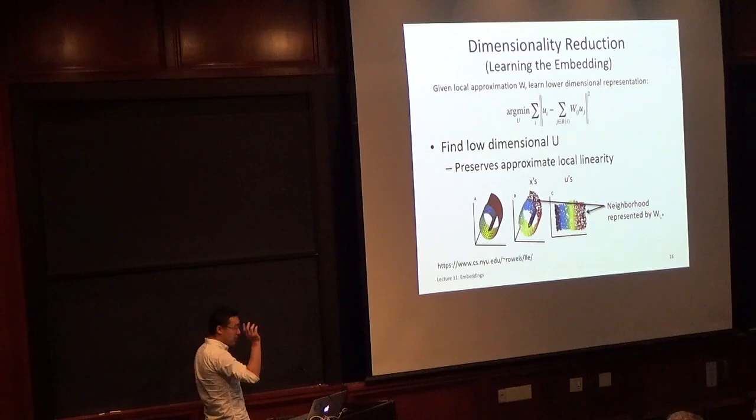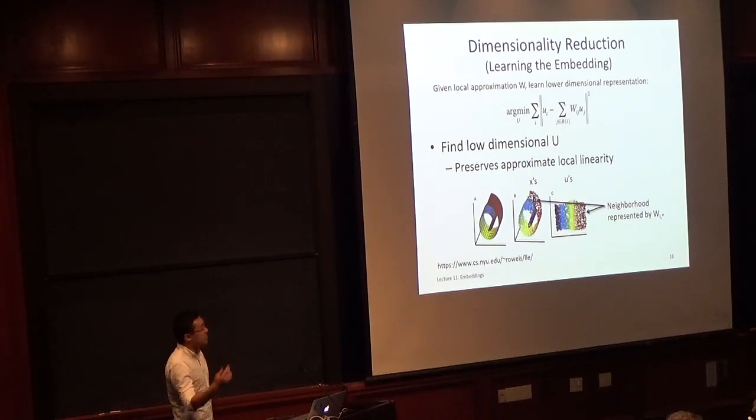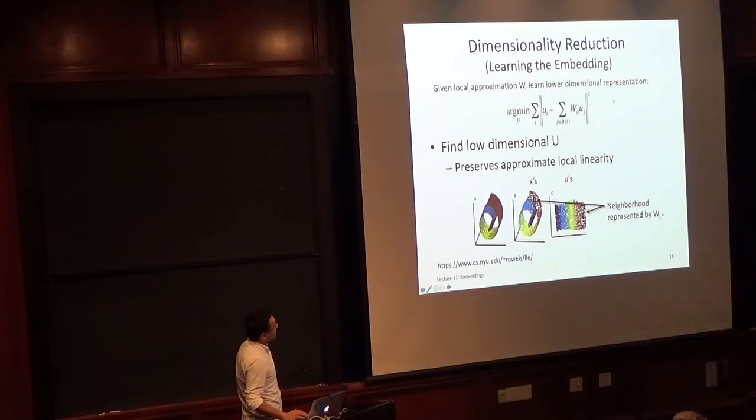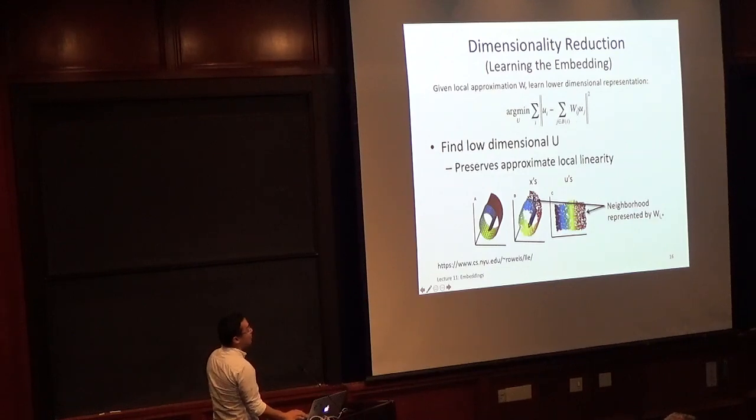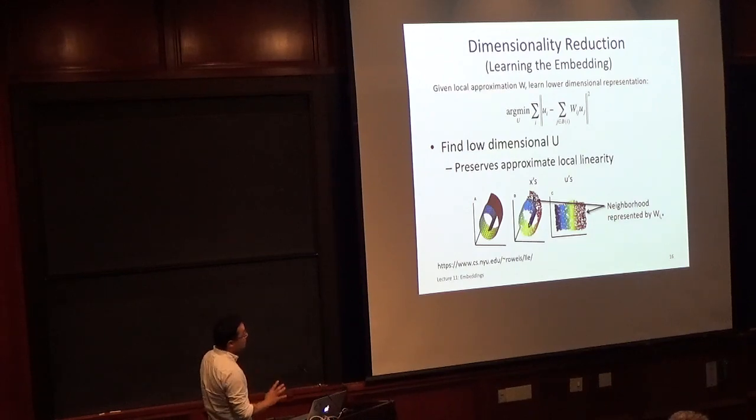That means I'm going to hold W fixed. I'm going to throw away the X's. I'm going to learn a U such that Ui, the low dimensional embedding representation of data point i, can be approximately written as a linear combination of the low dimensional embedding representation of its neighbors, where the exact relationship Wij was estimated from the raw data. So now the W's are fixed, and I'm going to estimate U.